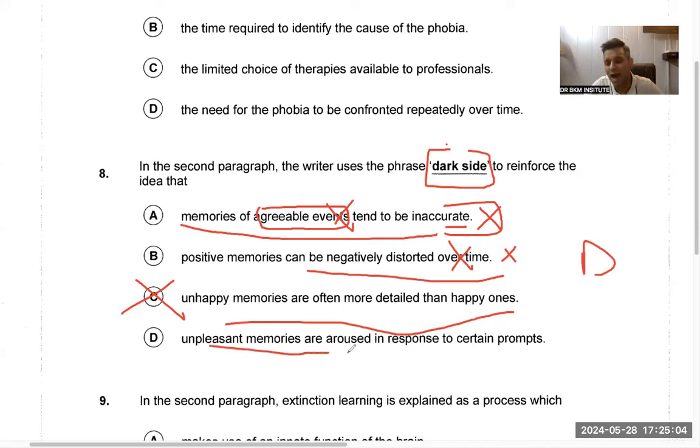Unpleasant memories are aroused, they are provoked in response to certain prompts. But again, you need to learn elimination. You will not find this answer. Certain prompts means certain clues. Prompt means something that is shown to you, like a cue, like a clue. So cue or clue is the word that is acting as a prompt. Like if you see the spider again, then the feelings are aroused.